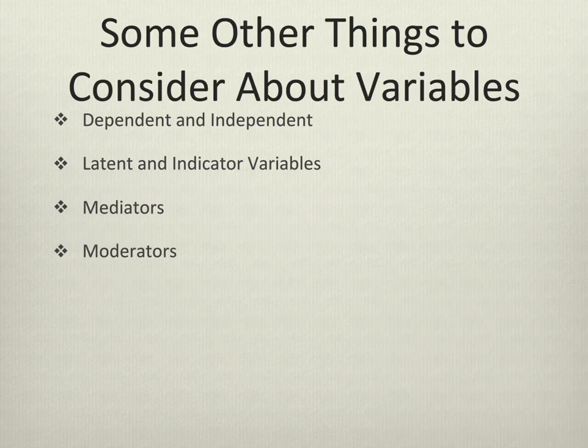Since we're talking about variables, I'd like to mention a few other things that are important to your model. The idea of dependent and independent variables, latent and indicator variables, mediators, and moderators. We won't be able to go into too much detail on some of these things in the class, but I just wanted to make you aware of them, especially since you'll be reading a lot of studies in the upcoming weeks.